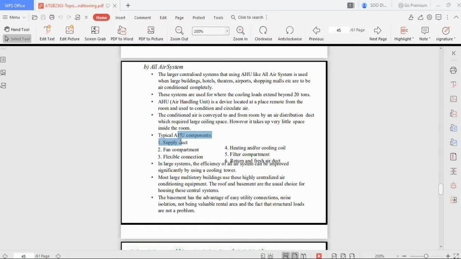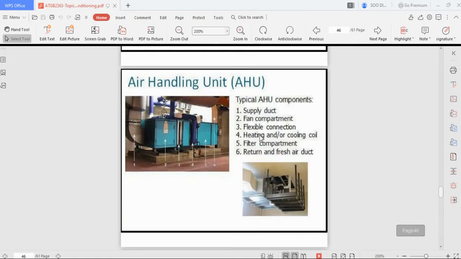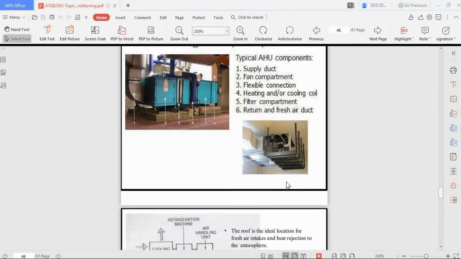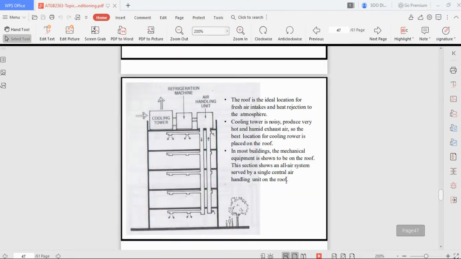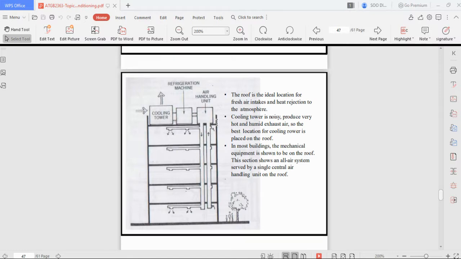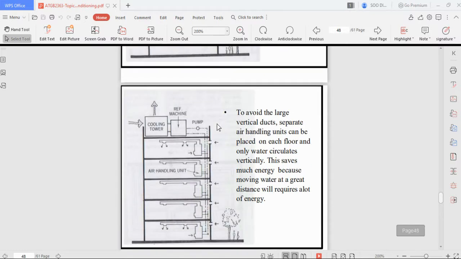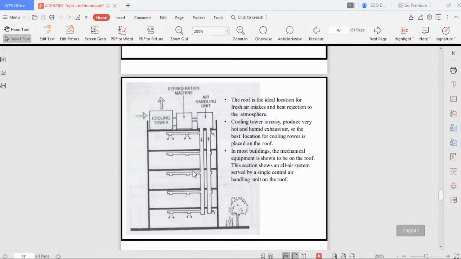So this all air system is still the same. They have this heating and cooling coil. So it's like the refrigerant cycle. This is a picture of how this air handling unit works. There are two different arrangements of this air conditioning system.